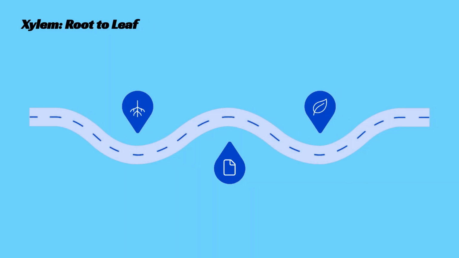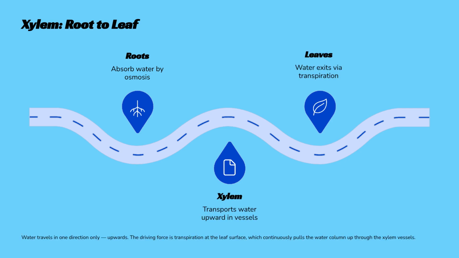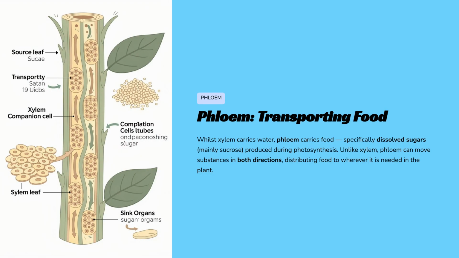The transpiration stream begins at the roots, where water is absorbed by osmosis. Xylem transports the water upwards to the leaves, where it exits via transpiration, pulling the column along. Phloem transports food, specifically dissolved sugars like sucrose, produced during photosynthesis. Unlike xylem, phloem can move substances in both directions, distributing food where needed in the plant.